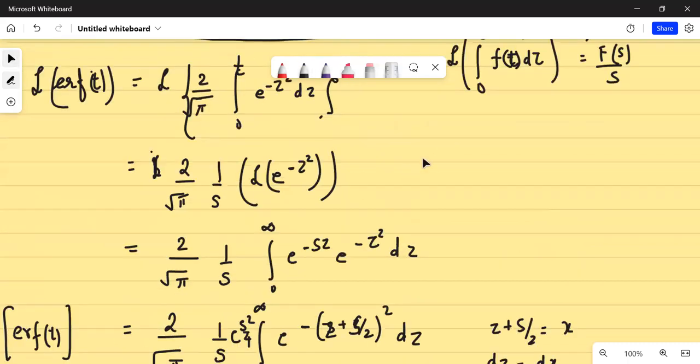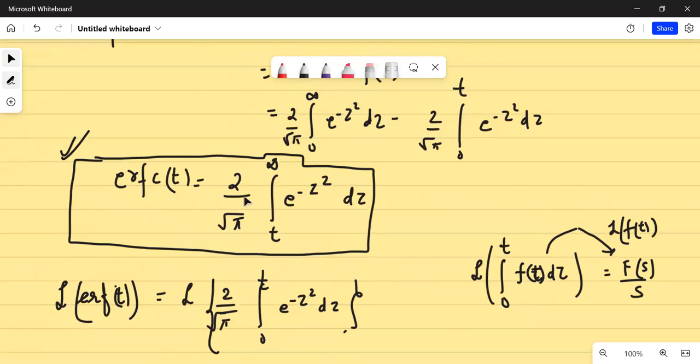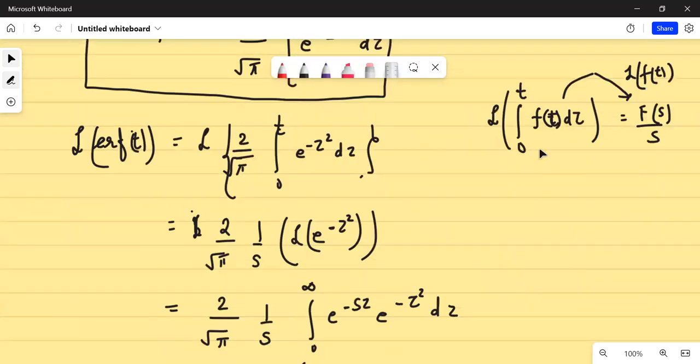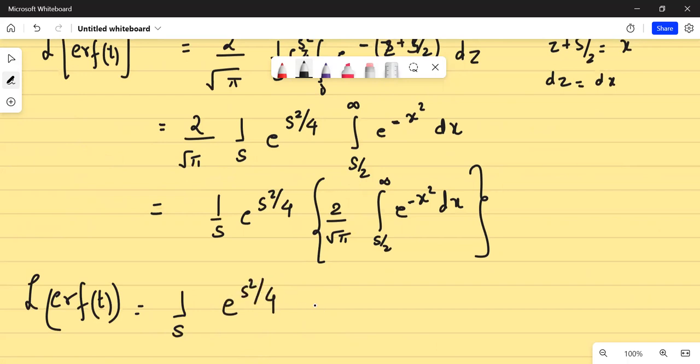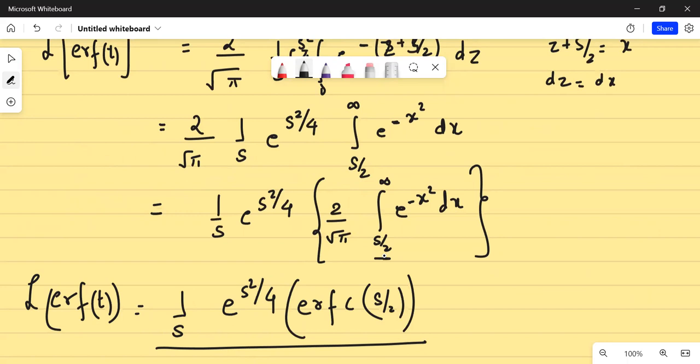So if you remember, what was your complementary error function? It was 2 upon root pi, integration from t to infinity e to the power minus z square. So this particular term would become the complementary error function. So your Laplace transform of the error function is nothing but equal to 1 upon s, e to the power s square upon 4, error function complementary s upon 2. I hope it is clear, because here it is s upon 2. That's why. I hope it is clear.